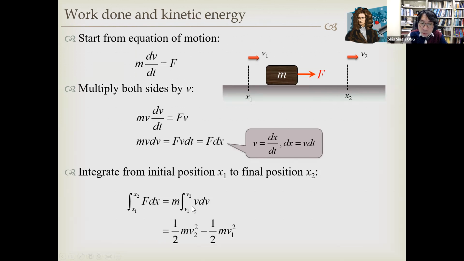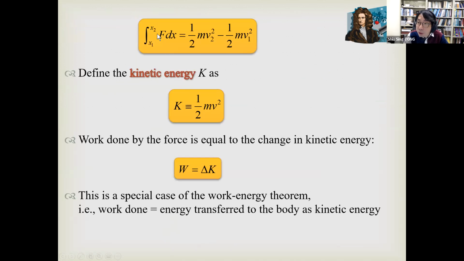Now, I think you know how to do this integration. The integral of v is v squared over 2. And when it is evaluated at the upper and the lower limit, I just get half m v2 squared minus half m v1 squared. Okay. Now, but what is the other side? It is the work done by the force from x1 to x2. And this is equal to the difference between these two quantities, which involve only the square of the velocity and the mass, right?